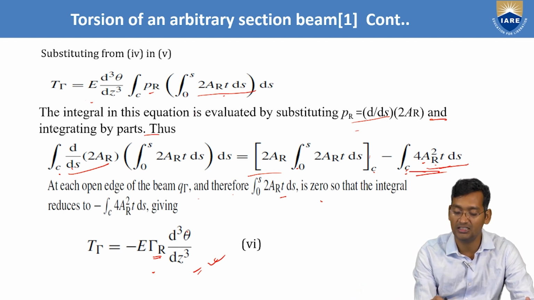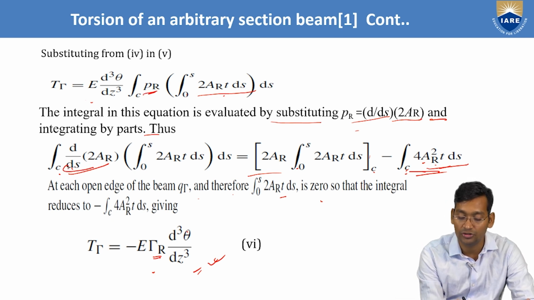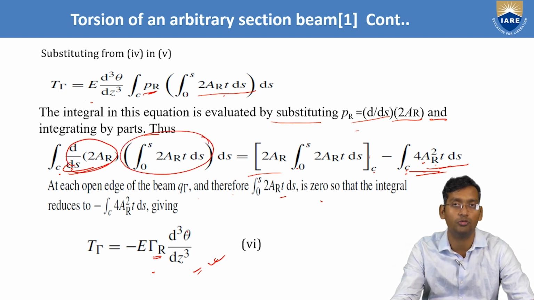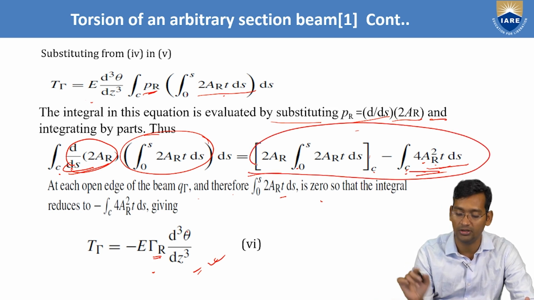Now the integral in this equation is evaluated by substituting what? This PR value. What is PR? d by ds of 2AR, that is here. So this term into this term, that is the product rule. The product rule for integrals is integration by parts. Apply by parts. After integrating, we will get this one.